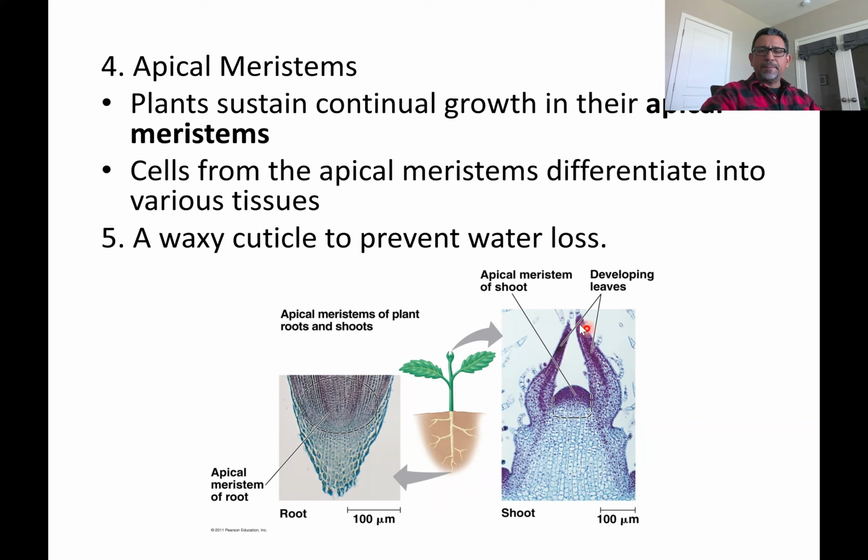Plants are also protected by a waxy cuticle, and this is important because most land plants are surrounded by dry air, and to prevent excessive water loss, wax is the ideal material to seal water inside of the plant and prevent it from dehydrating.